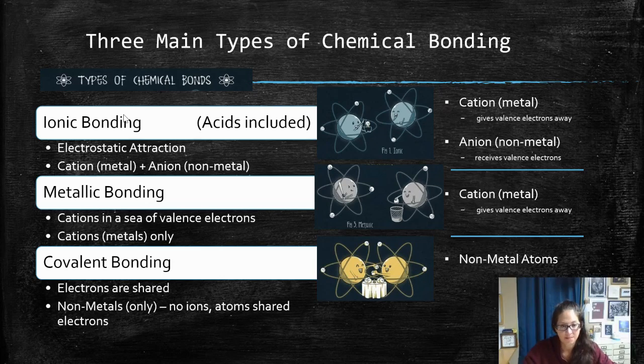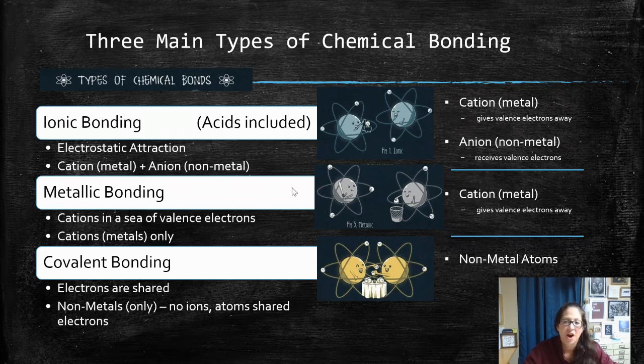We've already talked about ionic bonding. We said that is an electrostatic attraction between a cation, which is a metal, and an anion, which is a nonmetal. So the cations are going to give away the electrons to the nonmetals, which are going to receive those valence electrons, and they form this magnetic attraction. Acids, which we'll see in a little bit in another video, are also ionic bonding, but they start with an H. Metallic bonding, we don't talk too much about naming them because you just name the metal as is, or it's an alloy, which is a mixture of metals.